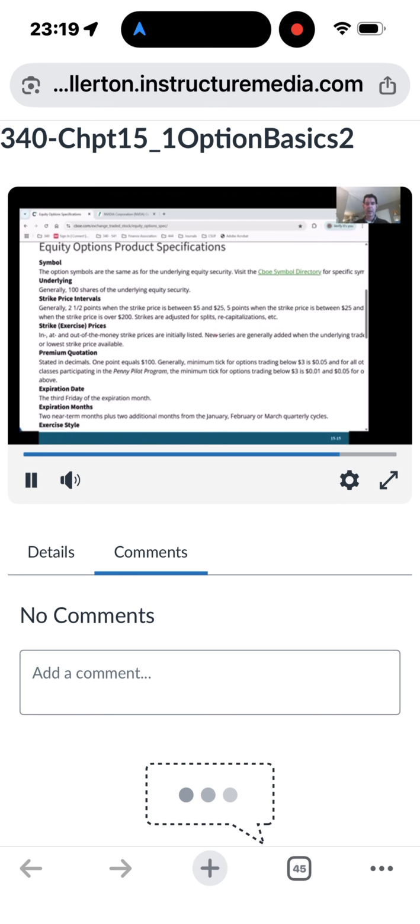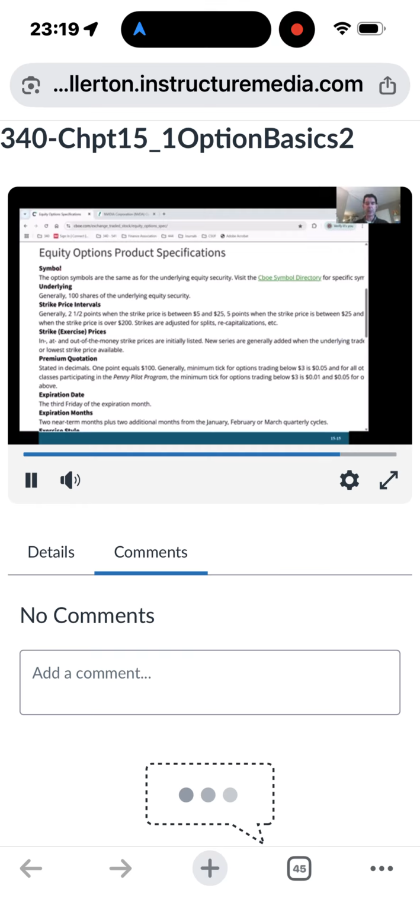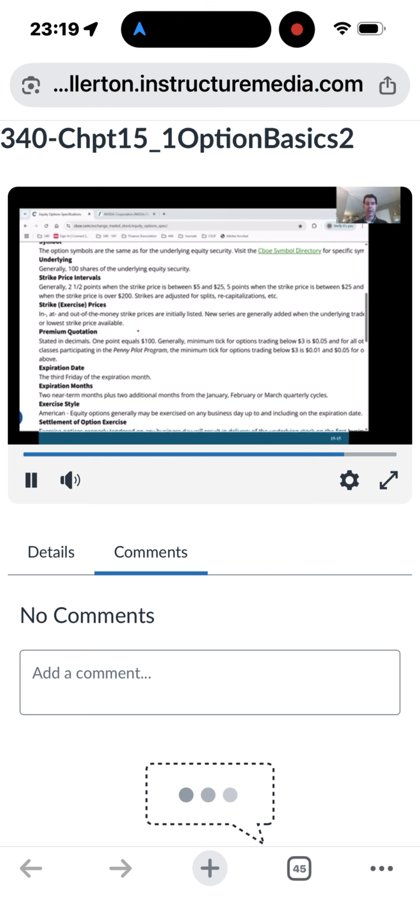All right, so first thing, symbol, underlying right here. What does this refer to? The underlying stock. The option, like a call option, gives you the right to buy what? Shares of the underlying stock. And right here you see the multiplier. Generally 100 shares of the underlying equity security. That is that multiplier that I referred to. And generally each option contract gives you the right to purchase 100 shares.